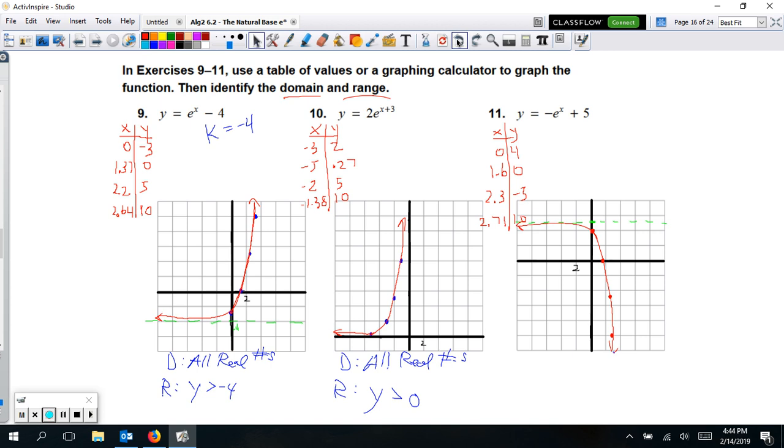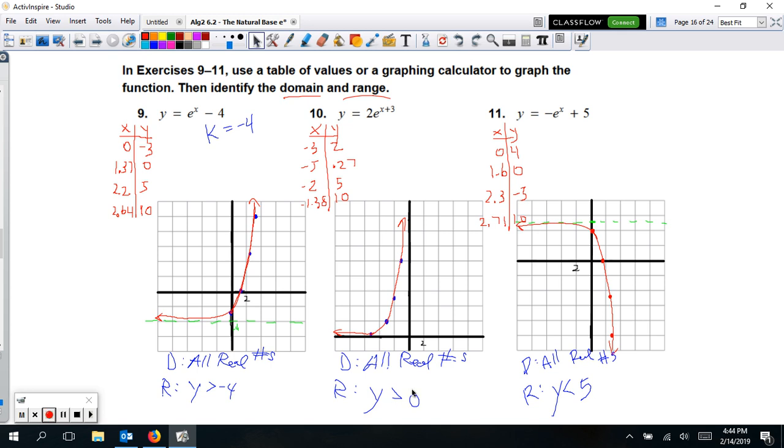Let's just talk about the domain, which again is the same thing. All real numbers is the domain. Even though it reflected and now it's like a waterfall, it's still going to be everywhere on the x-axis, left and right. And now the range, this will be different. It'll be based off this 5. It's going to be below, as you can see. So we're less than on this one. So y is less than 5.